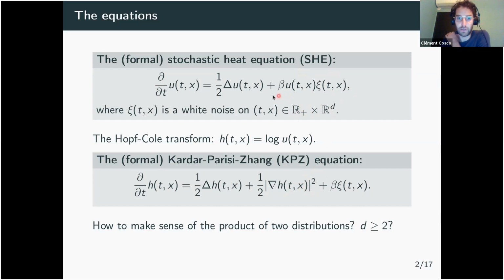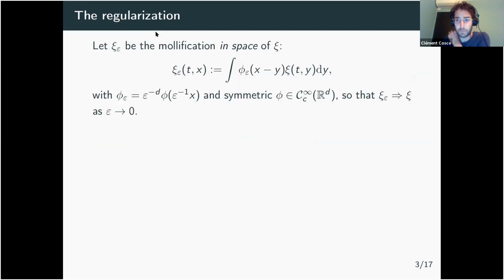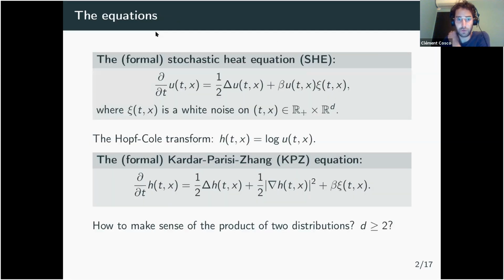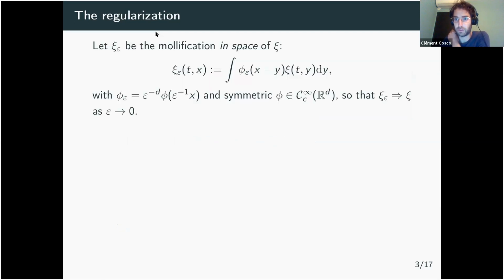And only in dimension 1 for the SHE, U is defined pointwise and continuous, and it's easier to do. But already in dimension 1, it's not that easy to make sense of the KPZ equation directly without using the Hopf-Cole transform. So how do you go from this formal definition to something you can treat? It is by modifying the noise. So here I'm looking at a modification of the noise which is only in space.